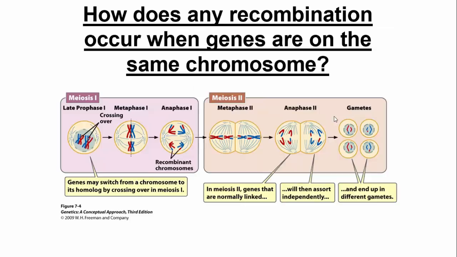Okay, so how does any recombination occur when genes are on the same chromosome? Well, it happens through crossing over in prophase 1, right? And specifically, the main time we have that is pachytene. So this slide is really just linking different concepts from different lectures, relating this to the lecture on meiosis that you had watched previously.